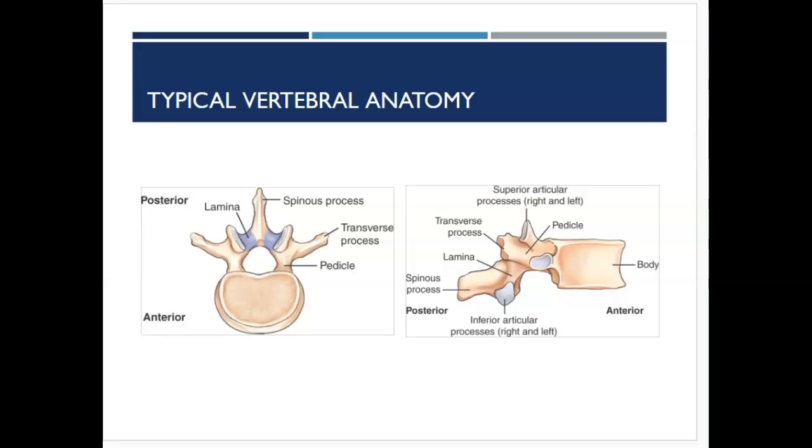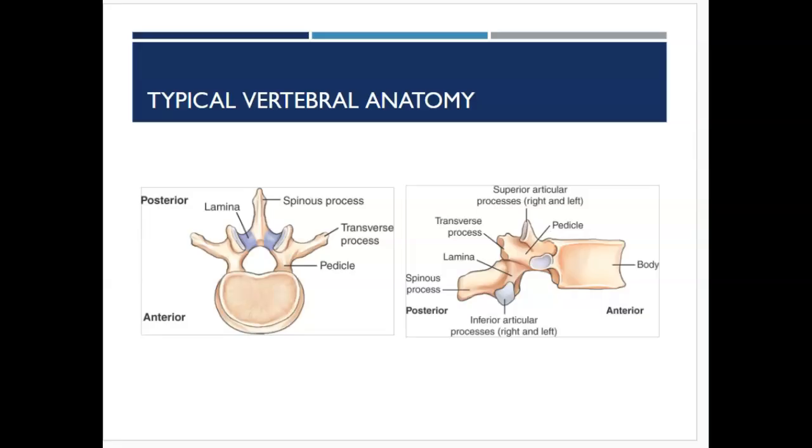So starting out with the pedicles, these are short, thick processes that project backward, one on each side of the upper lateral part of the posterior surface of the body. The upper and lower surfaces of the pedicles are concave and are called vertebral notches. By their articulation with the vertebrae above and below, they form the intervertebral foramina for the spinal nerves and blood vessels.